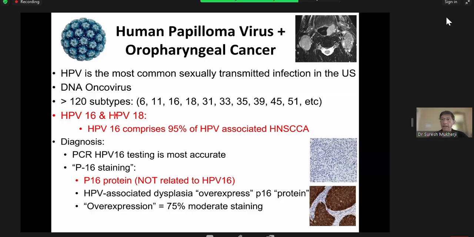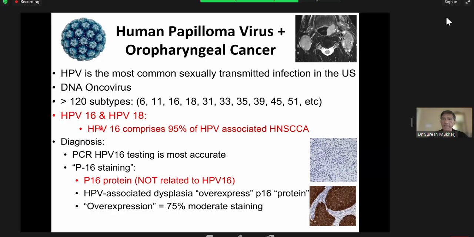And when we look at the most common types of HPV that result in oropharyngeal cancer, there's the HPV 16 and the HPV 18. So there are over 120 subtypes of HPV, but the ones that put us at highest risk are going to be the 16 and the 18, of which the 16 is the most common type.